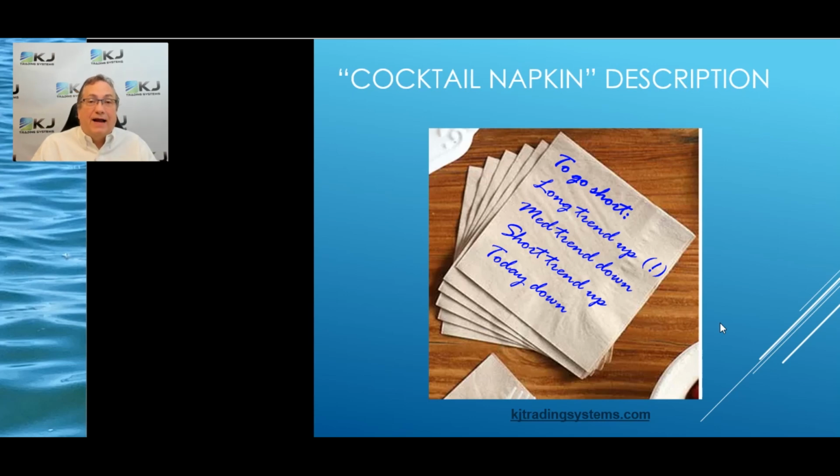I like strategies where I can write down on a cocktail napkin what it does. That keeps it simple. So here, I'm writing it down on a cocktail napkin. To go short, I want a long-term uptrend, a medium-term downtrend, and a short-term uptrend, with today being down. And if all that happens, then I go short. So it's kind of a pullback type system, and you'll see that in one of the charts I'm going to show here.